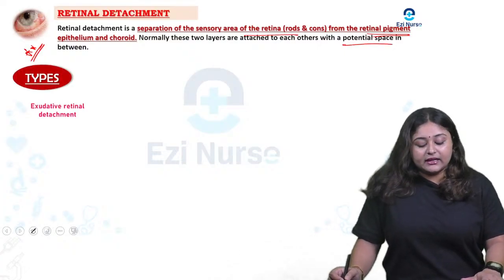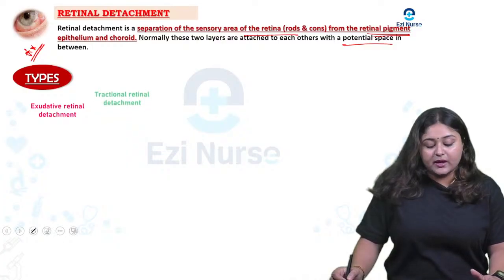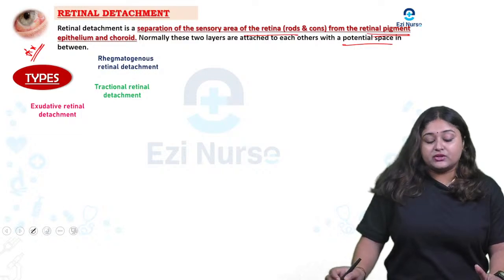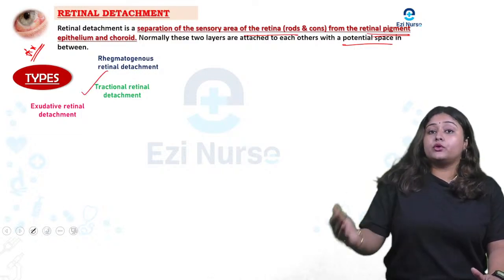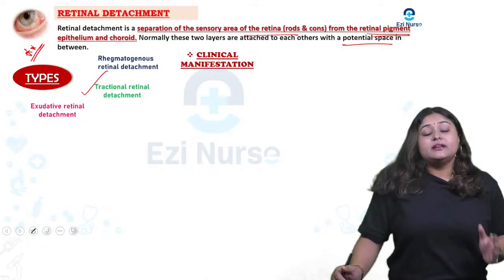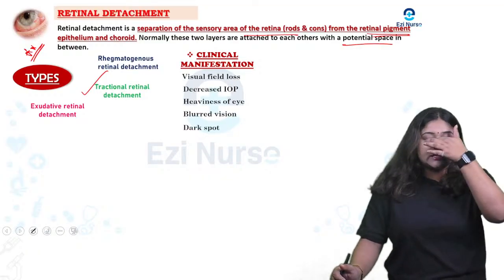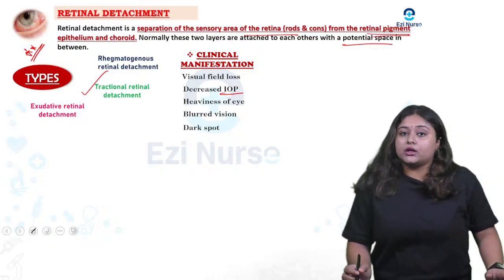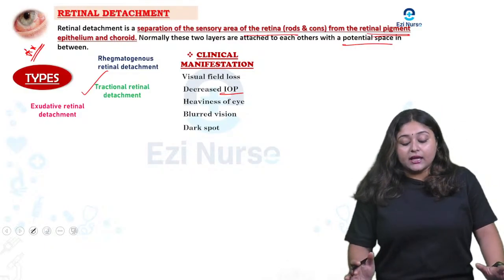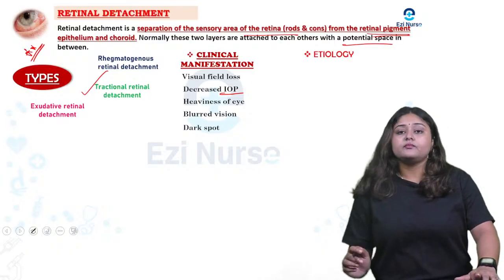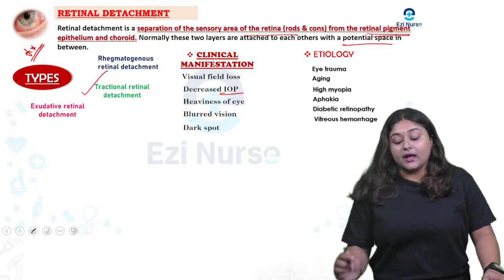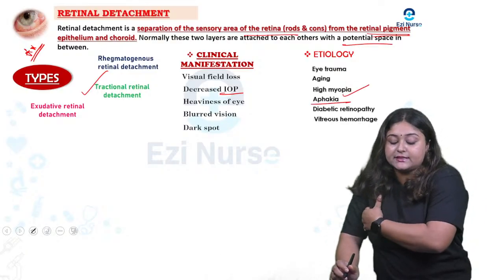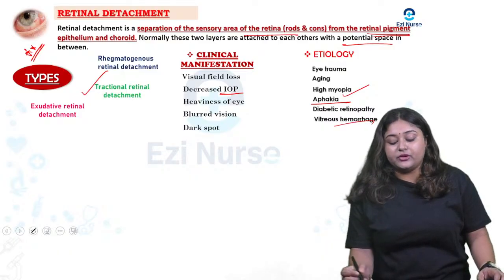Okay, so what are the types? First is exudative retinal detachment, tractional retinal detachment, and then rhegmatogenous retinal detachment. For details, go to the Easiness Classes application. Now come to the clinical manifestations. First is visual field loss, then decreased IOP. IOP is intraocular pressure. Next is heaviness of the eye, blurred vision, and then dark spots. What are the etiologies? Eye trauma, aging, high myopia, aphakia. Aphakia is absence of a lens, then diabetic retinopathy, and then vitreous hemorrhage.